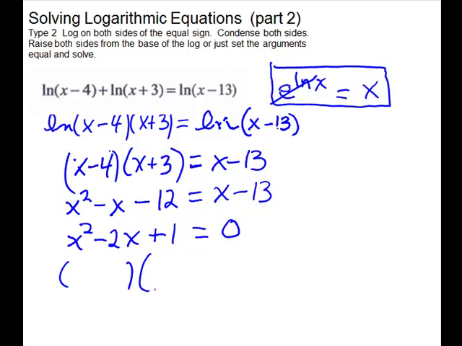Factor. So, like signs both minus. My only choice here is 1. And so I'm going to have x equals 1. If we plug that in, 1 minus 4 gives us a negative number. We don't have to look any farther. There are no other answers. So this one has no solution.